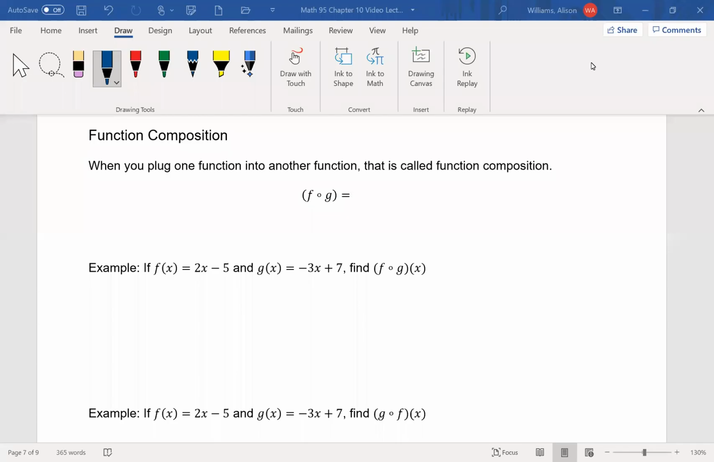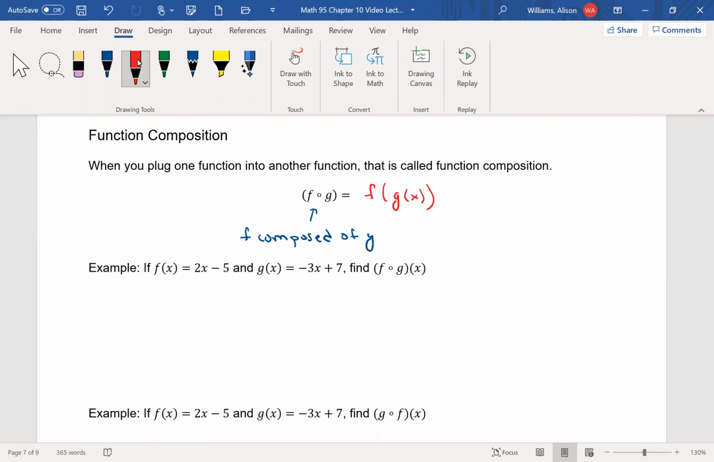In this video, we're going to talk about function composition. Function composition is when you plug one function into another function. We use this little open circle notation to represent function composition, and the way I read this is f composed of g. It means I'm going to take g of x and plug it into f of x.